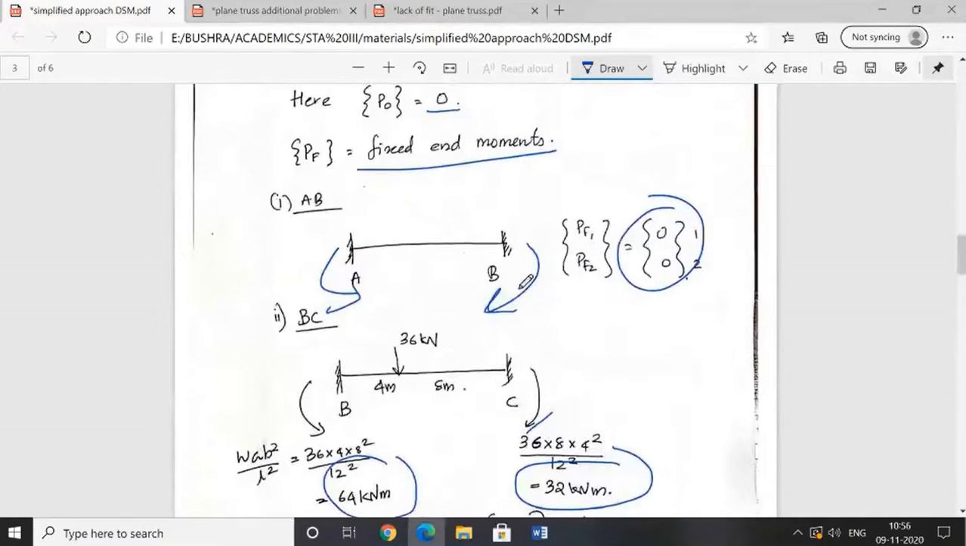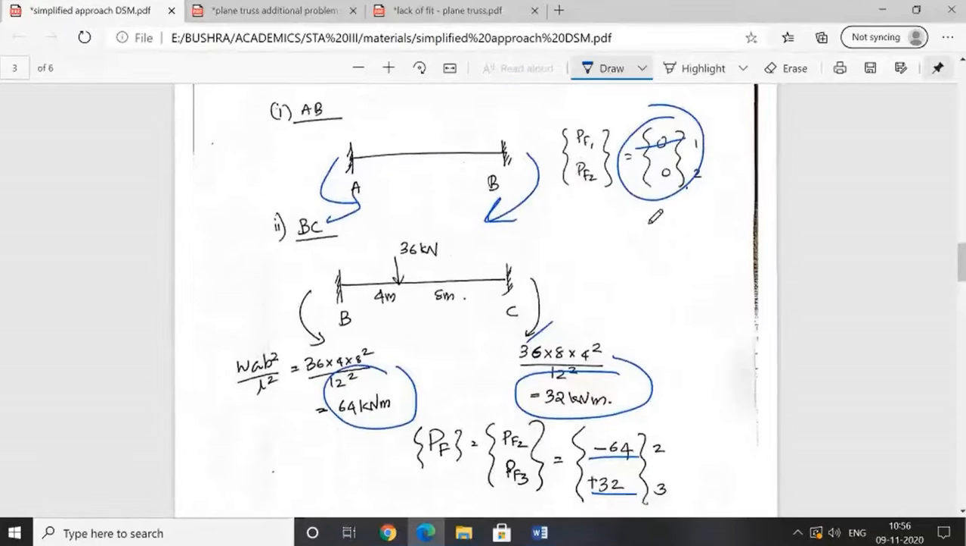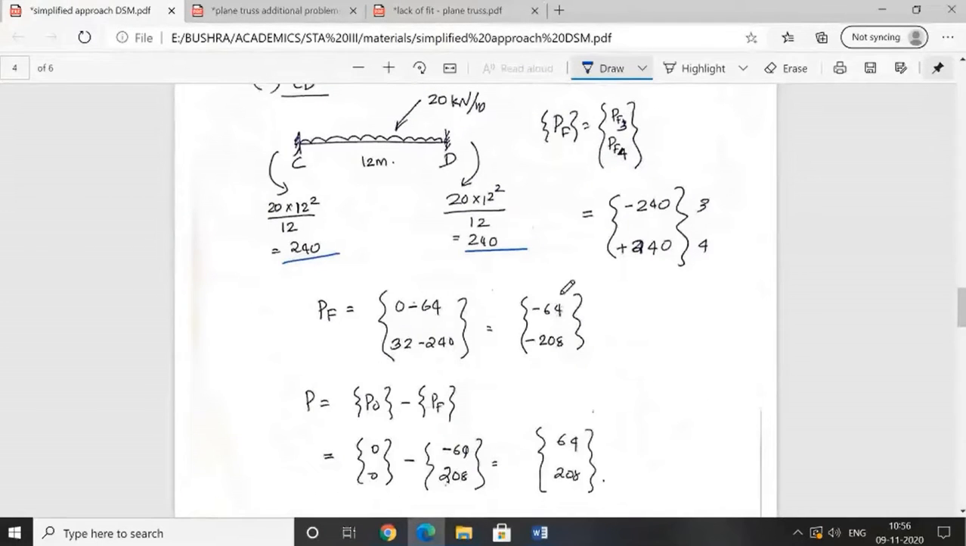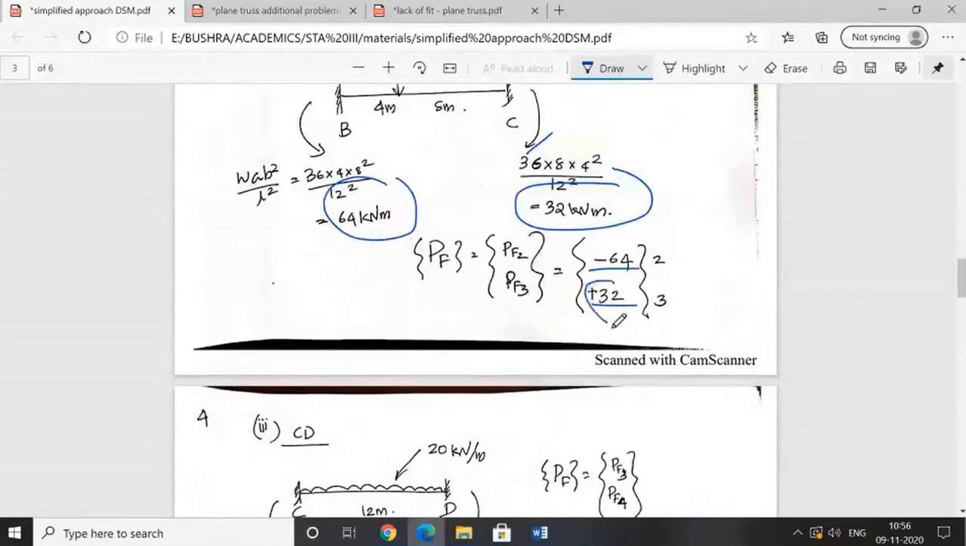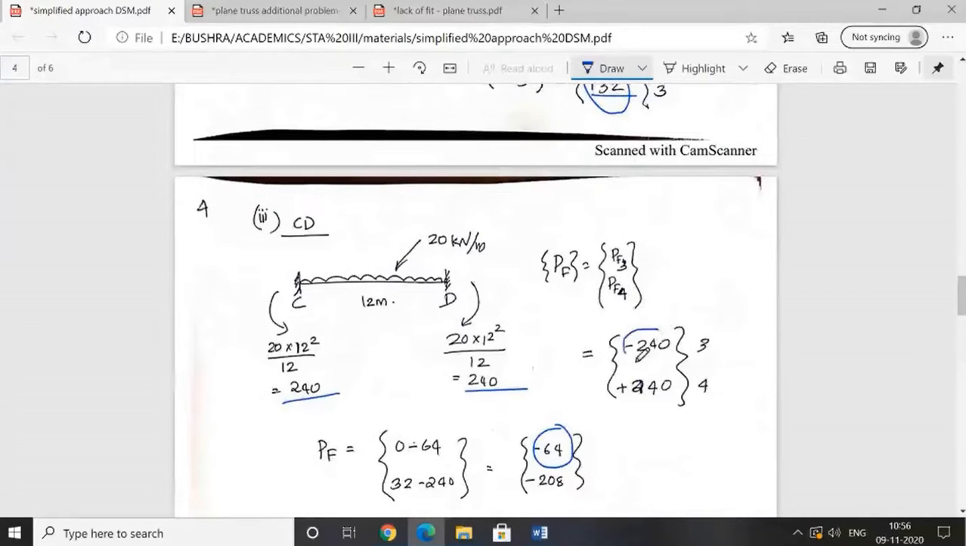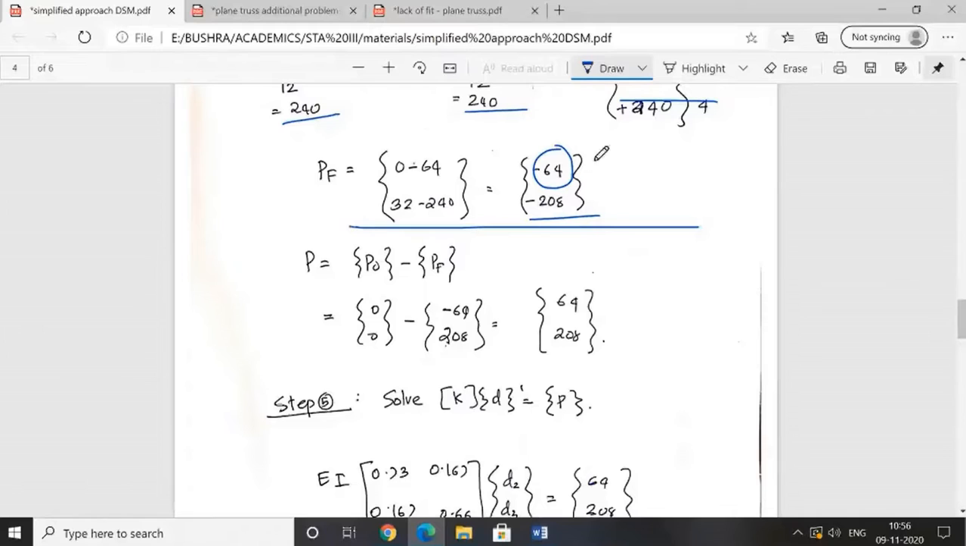So for 1, you'll have 0 plus this, 1 is 0, this you can cut. For 2, we have 0 and minus 64, so the net will be minus 64. Here for 3, we have plus 32 and minus 240, so it will be minus 208, and this you can cut. Okay, so this is the net PF corresponding to 2 and 3. And P0 minus PF: P0 is 0, so 0 minus PF is the net P, 64 and 208.